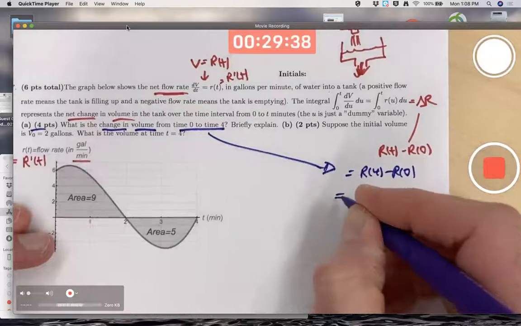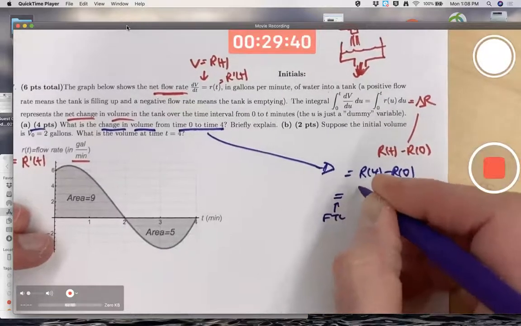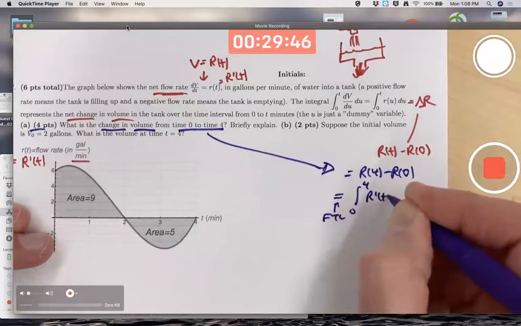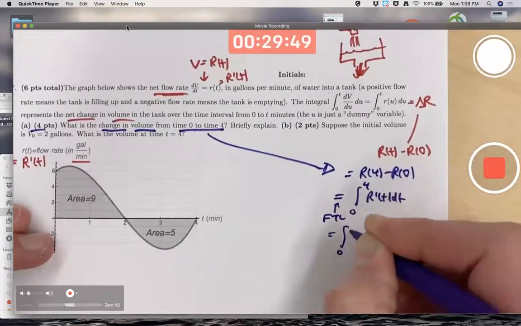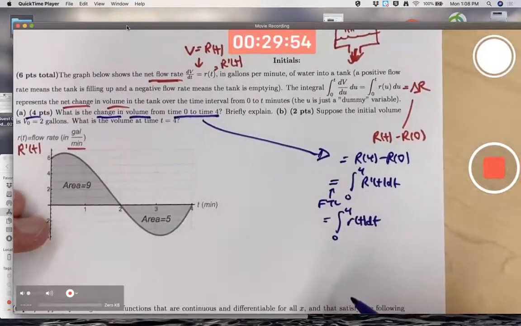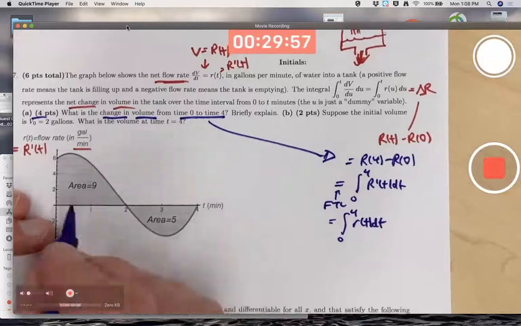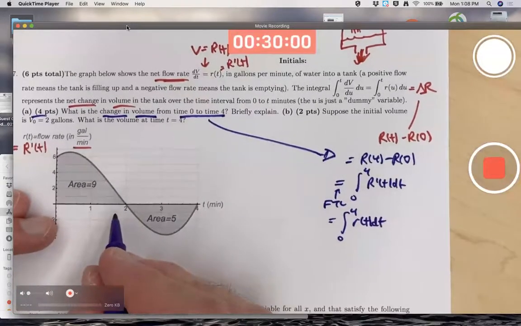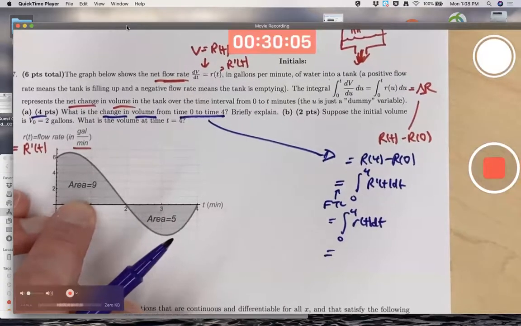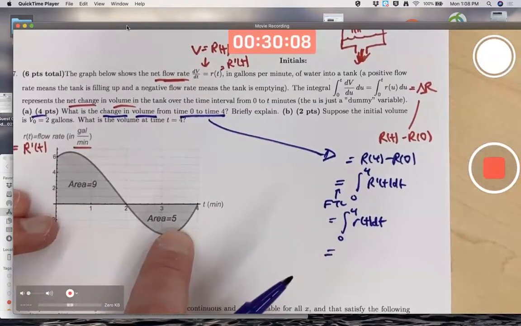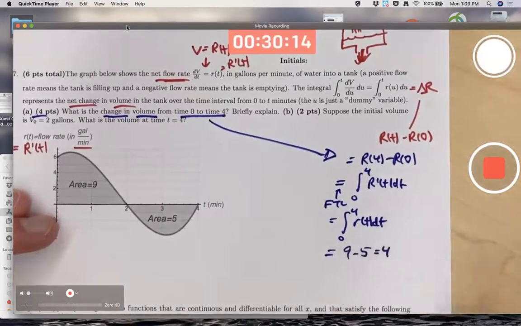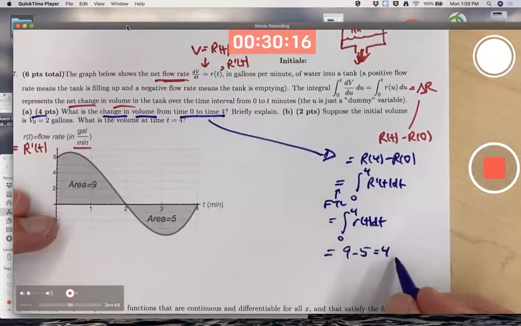The Fundamental Theorem of Calculus, FTC, says that's the integral of its derivative from 0 to 4. It's the integral of little r, whose graph I do have. And by the signed area interpretation of the integral, this integral is going to be the area under the graph when it's above the axis minus the area above the graph when it's below the axis. This is going to be 9 minus 5 is 4. Don't forget units, gallons.